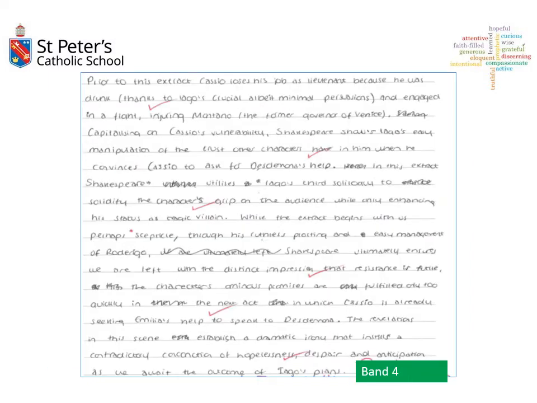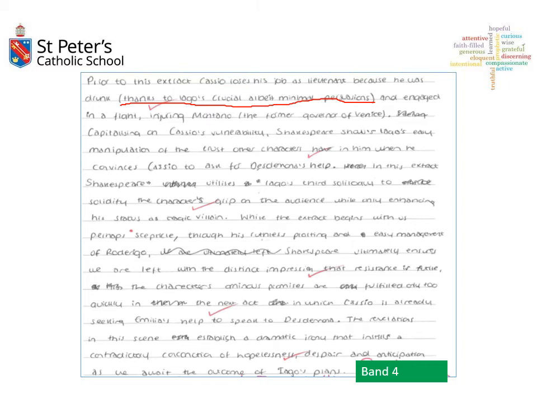So this is an example from a student from a couple of years ago who wrote a really nice Band 4 essay, and this is their overview for their extract. So prior to this extract, Cassio loses his job as lieutenant because he was drunk, thanks to Iago's crucial, albeit minimal, persuasion. So again, you see that use of parentheses there, where I'll do some underlining instead. Where you've got a little drop in which is commentating on what's happening and showing some critical response to this.